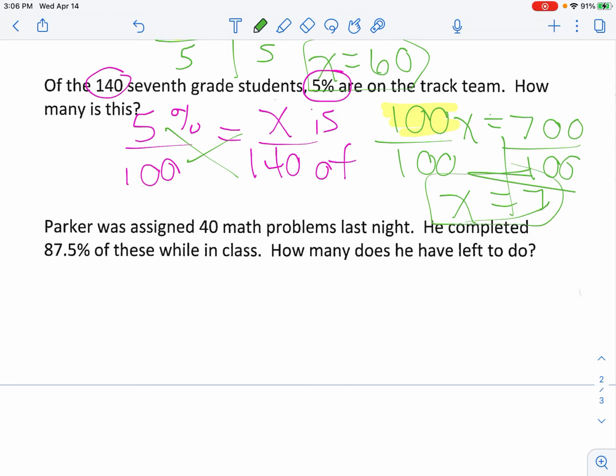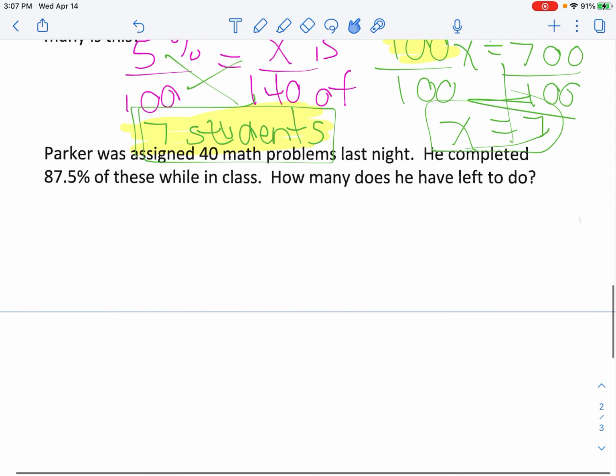Remember, word problems should always be answered with a complete thought. How many students is this? 7 students. And a highlight for the final answer.